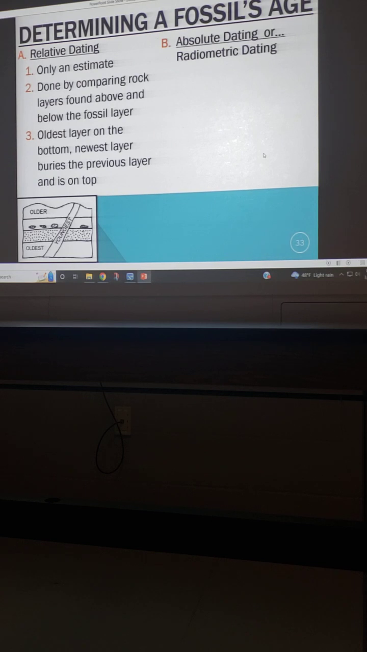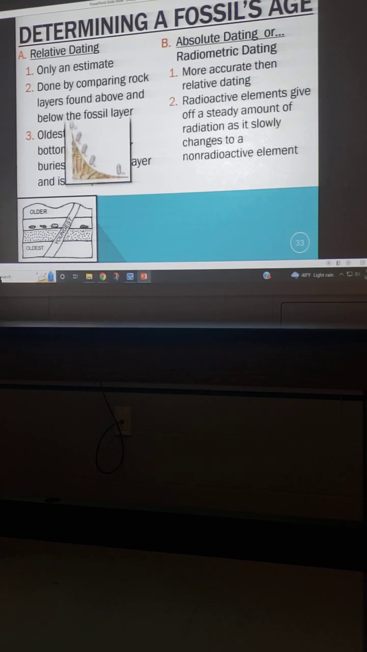Here's the other type of dating. This is absolute dating. And I think, Zach, maybe you asked about this. Somebody did. What is radiometric dating? Is it different? It is the same as absolute dating, right? We give it two names. Absolute is more accurate than relative. It is not a comparison.